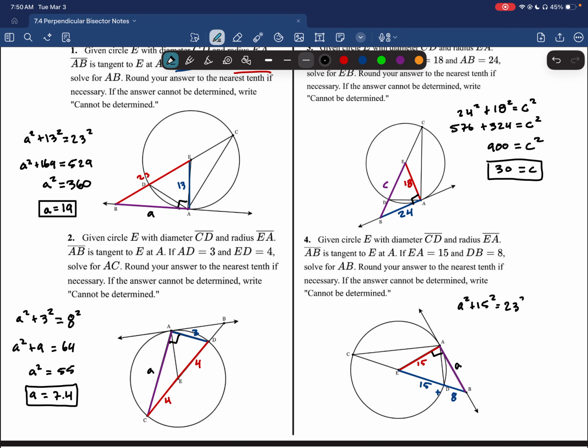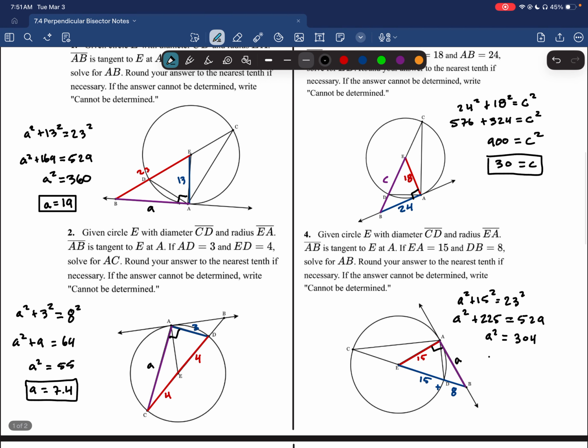Okay, so A squared plus 15 squared is 225. Is equal to 23 squared. Well, 23 squared is 529. Then to get A all by itself, we've got to subtract 225 from both sides. So I'm going to have A squared is equal to 304. And then my last step to get A by itself is square root both sides. So I'm going to have A is equal to 17.4 when I round to the nearest tenth.